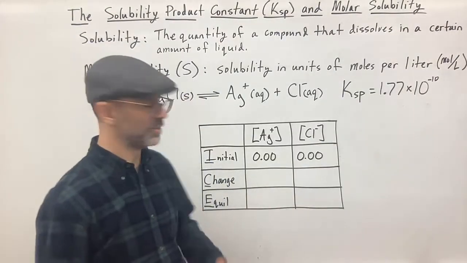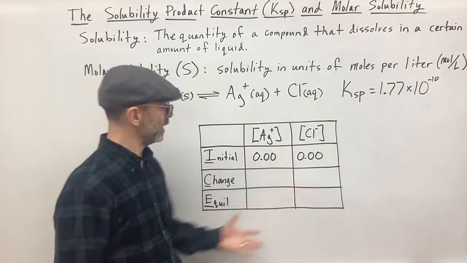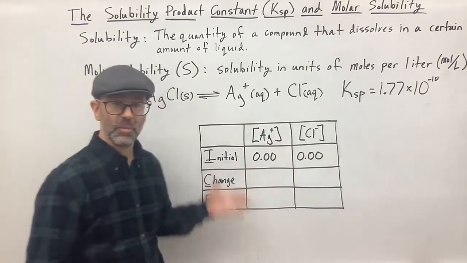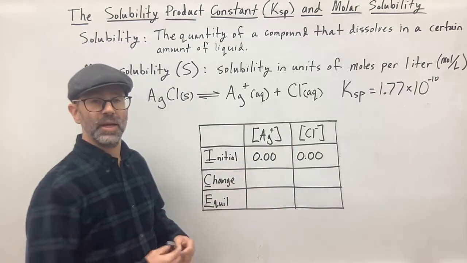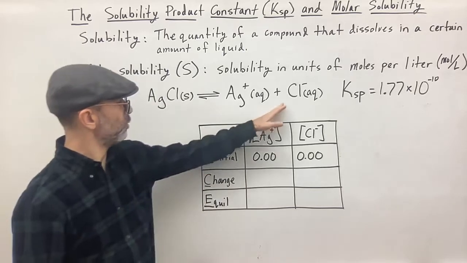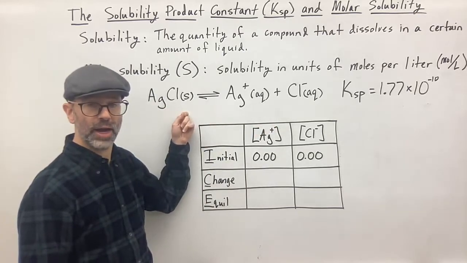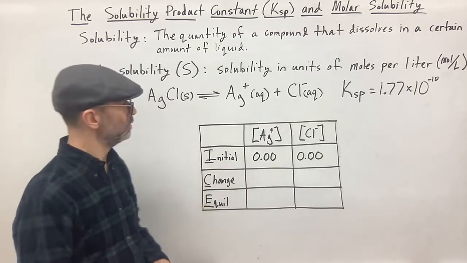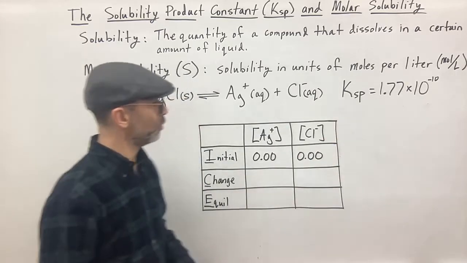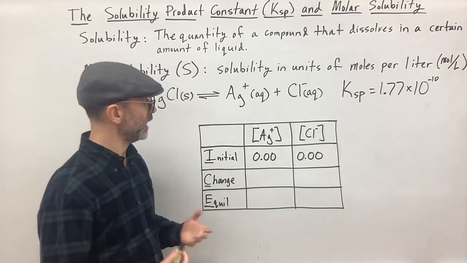Okay, welcome back. So here I have my equilibrium table. So my ICE table is here. And so we're going to use this example where the silver chloride is dissolving in pure water. So the Ksp is 1.77 times 10 to the negative 10.